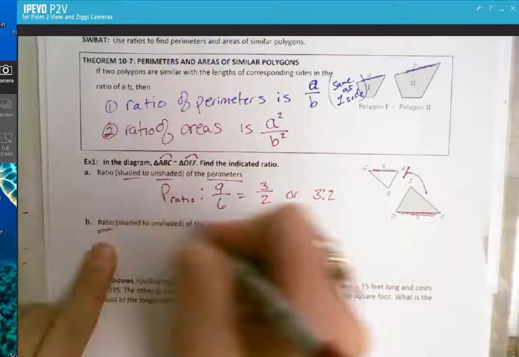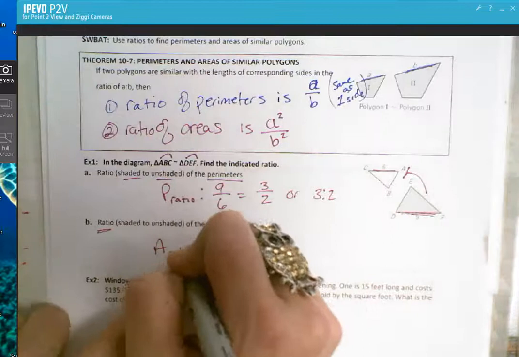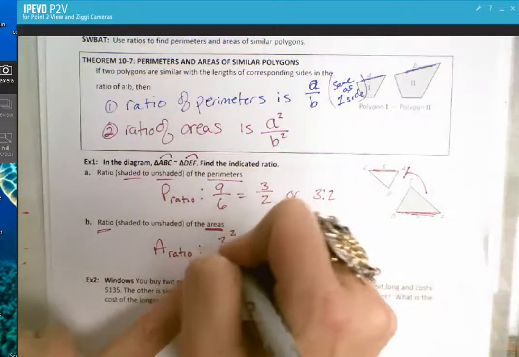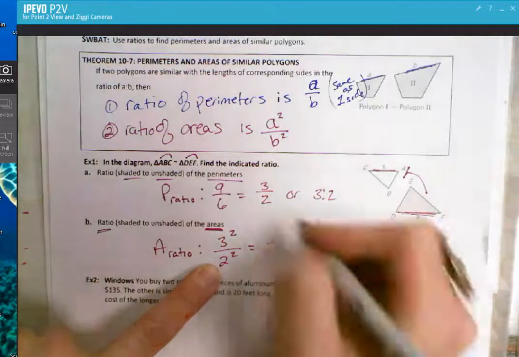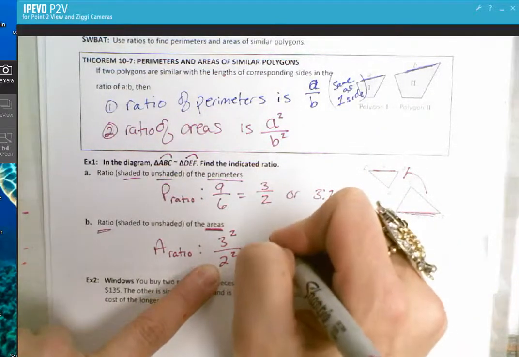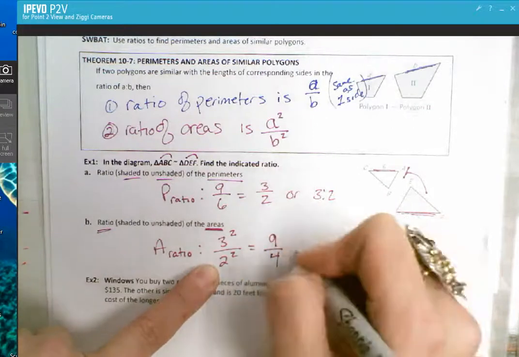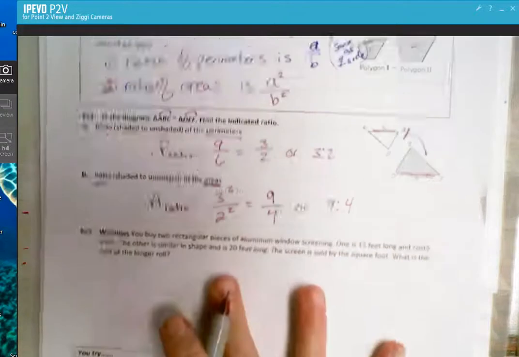We want to find the ratio of the areas. We know the areas are the square of the perimeter ratio. So if I have 3 squared to 2 squared, my area ratio is 9 over 4, or 9 to 4. Okay, so these are pretty easy.